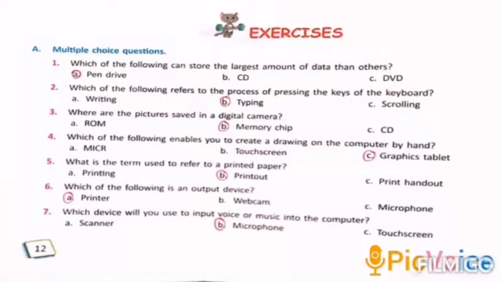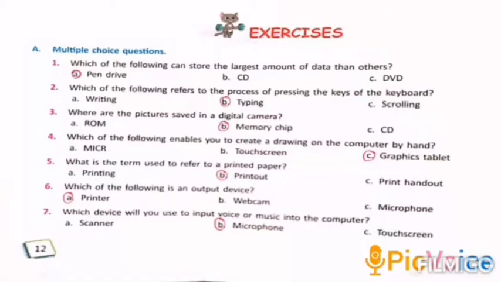Fourth one, which of the following enables you to create a drawing on the computer by hand? Option A, MICR. Option B, touchscreen. Option C, graphics tablet. Which one is correct? Option C, graphics tablet.